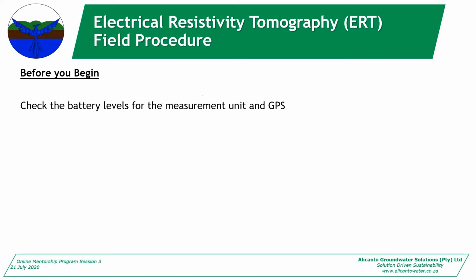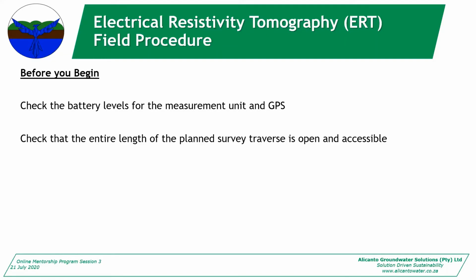Okay, so before you begin, you're going to check your measurement unit batteries. Usually we use a car battery for this, because your injection current is about 400 volts, typically. And then, of course, your GPS, you need to check your batteries there.